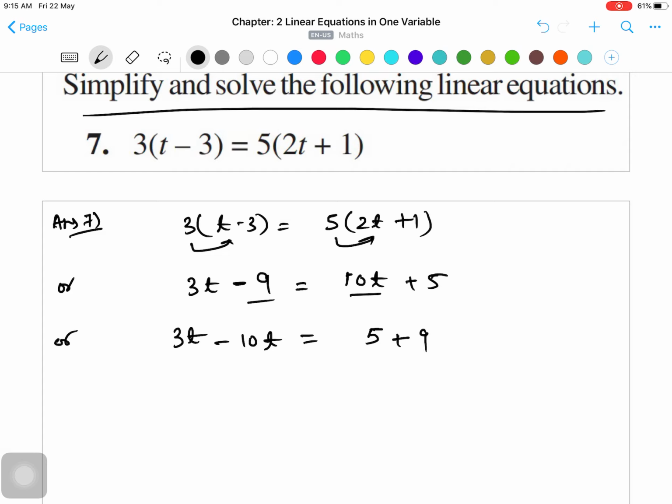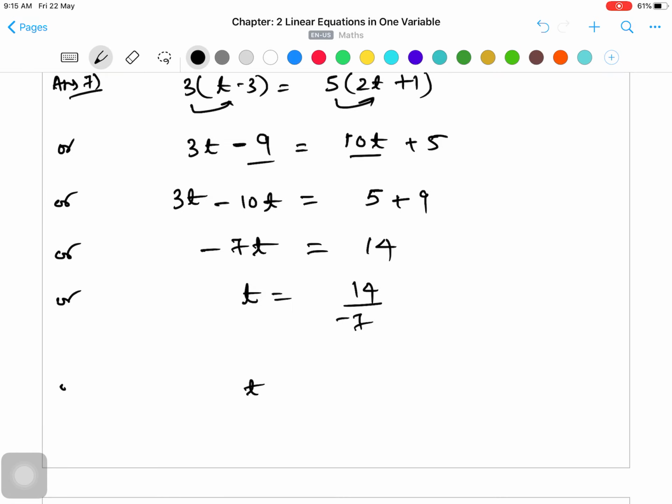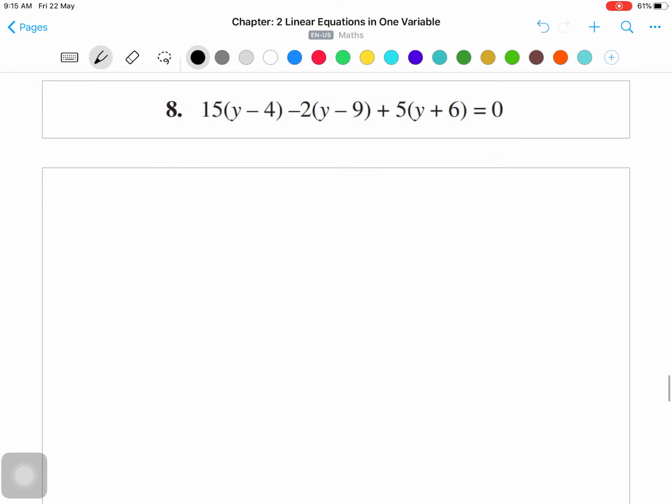So plus 3t minus 10t will result in minus 7t equals 5 plus 9 is 14, or t will be equal to 14 by minus 7. When you divide 14 by minus 7 you will get minus 2. So the answer of this equation is t equals minus 2. Okay, moving to the next question. Now we have question number 8.